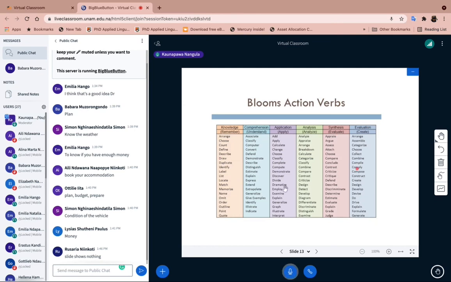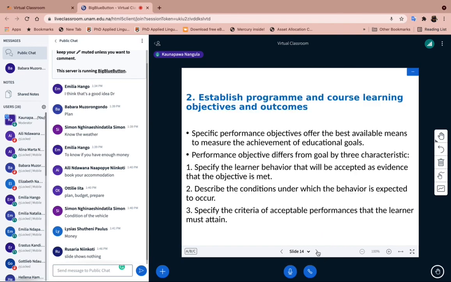And here we've got a number of action verbs that you can use when you are creating your objectives, because they need to be more specific. Another point I want to make is that even when you are creating your tasks or activities, you need to use these action verbs, rather than nouns as they have done in the past. All right, and moving on. Specific performance objectives offer the best available means to measure the achievement of the educational goals, because objectives are related to the goals.